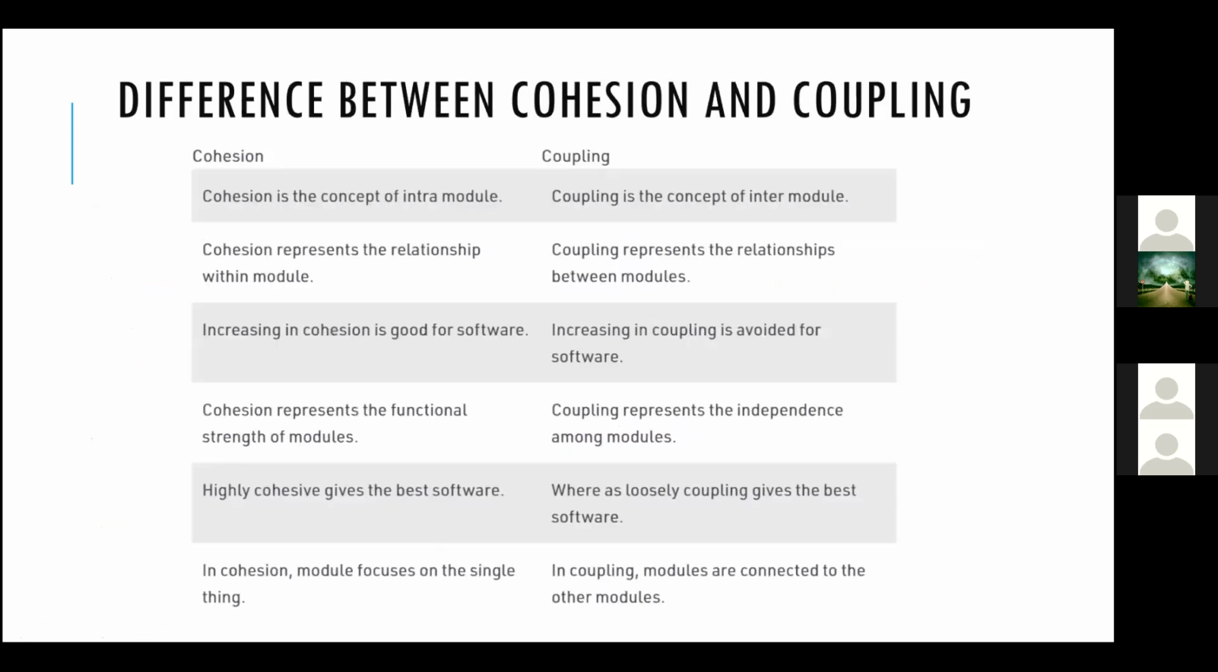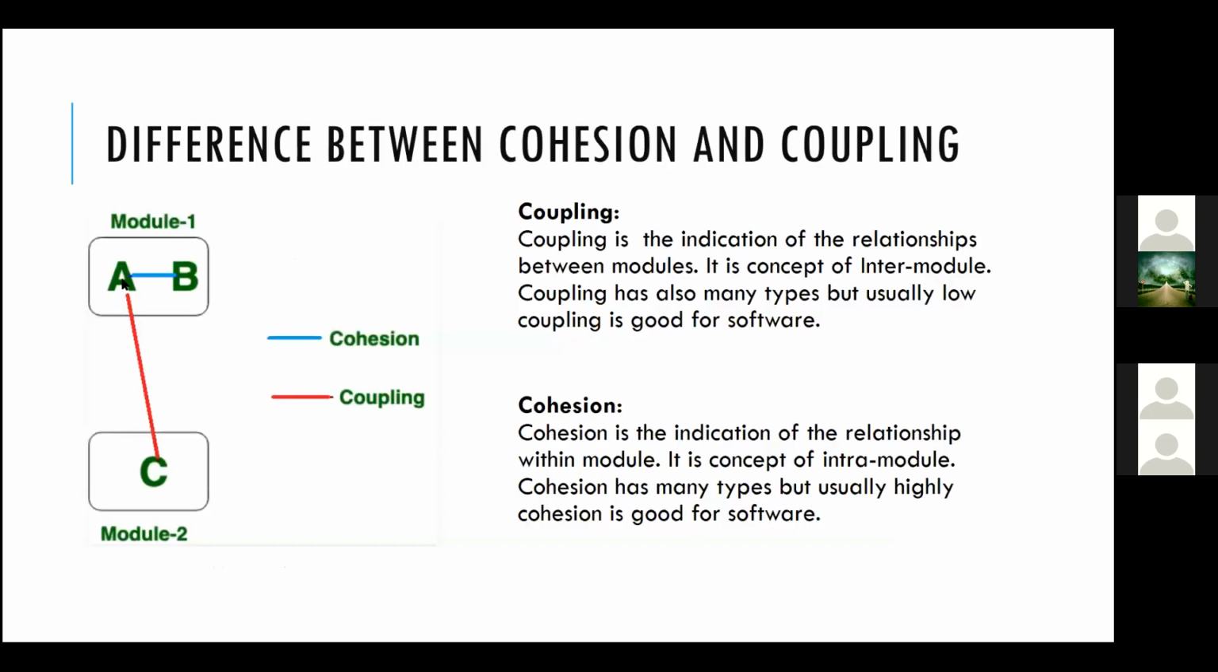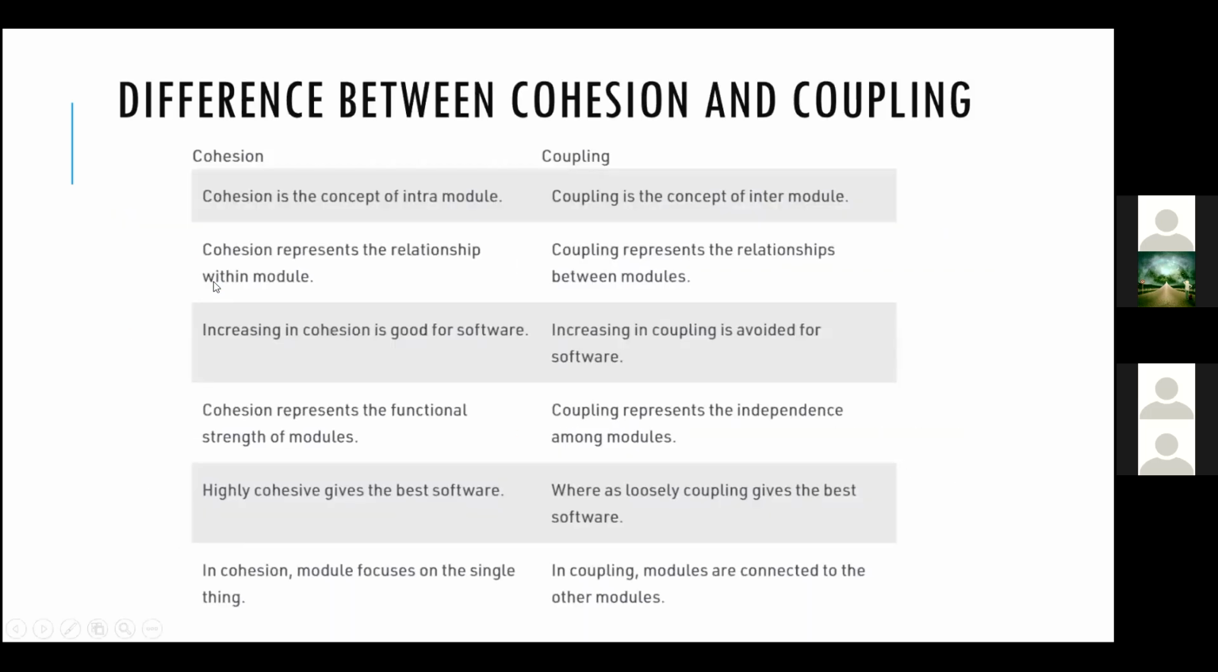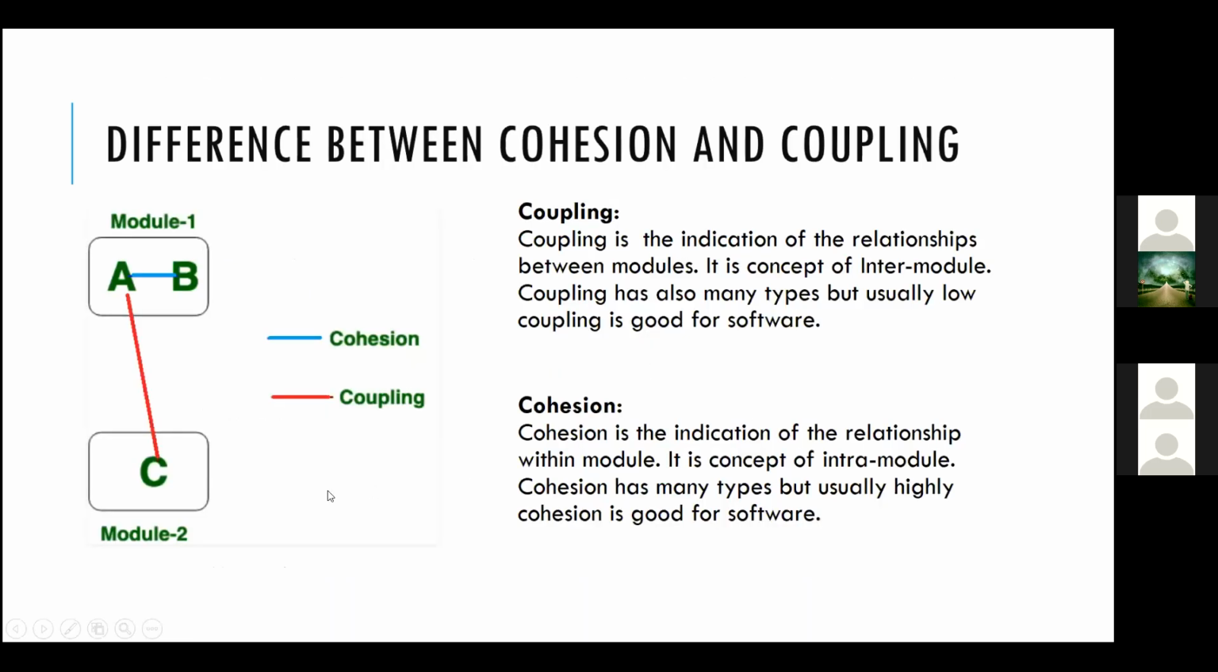So a comparison between the two, between cohesion and coupling. Cohesion is the concept of intramodule, while coupling is the concept of intermodule. Cohesion represents the relationship within the module, as referred to in this diagram po. It's under one module. Coupling represents the relationship between modules. So as you see po again in this diagram, the coupling between module 1 and module 2.